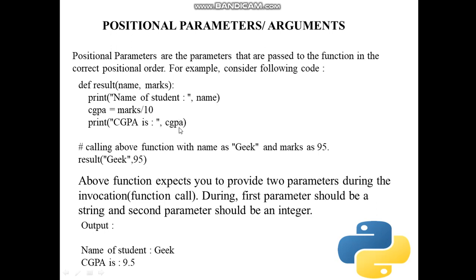Now while calling the function, what do we have to do? We have to give the name of the student and the marks of the student, correct? But when we are calling, we have to give them in the correct order. That means we are calling the function result, so your first parameter should be the name and the second parameter should be the marks of the student. Okay, then only the output is going to be correct.